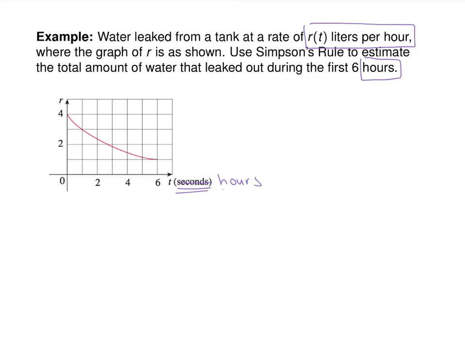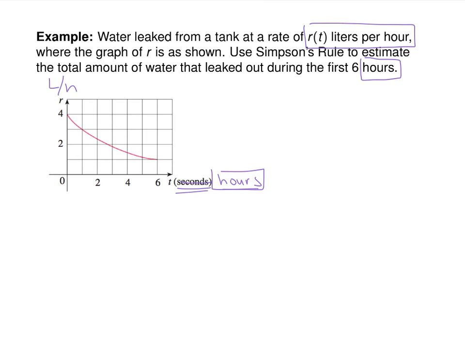There definitely are instances in which you would have to change the units so that they do match, but this is definitely not one of them. This problem works out too nicely as is. So notice that this R is liters per hour, and the other axis is hours. So if you want to estimate how much water leaked out, the area under the curve tells you how many liters.